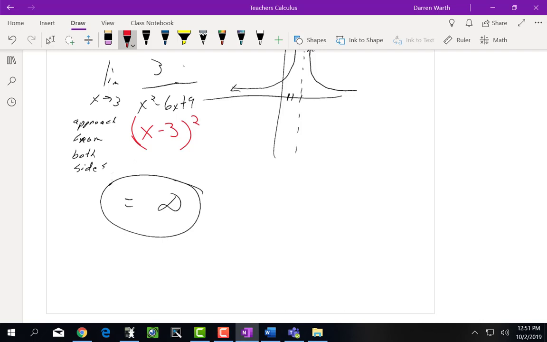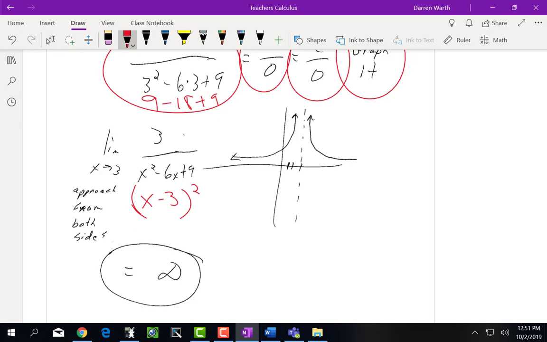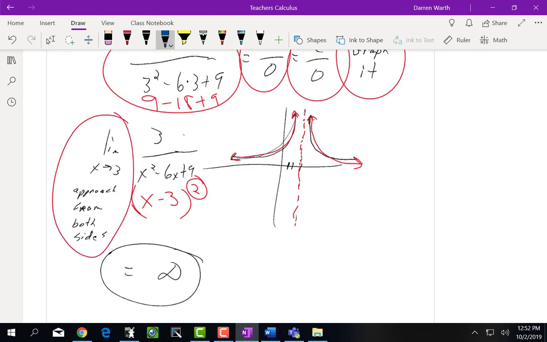Since it's undefined right there, I'm going to go ahead and put in my asymptote at 3. And since this is being squared, it means it's always positive, so both sides are going to be on the positive side. You can verify that with your graph. Now we're going to approach 3 from both sides. Approaching 3 from both sides, it looks like this side is going to infinity, and this other side is going to infinity. So therefore my answer would be infinity.